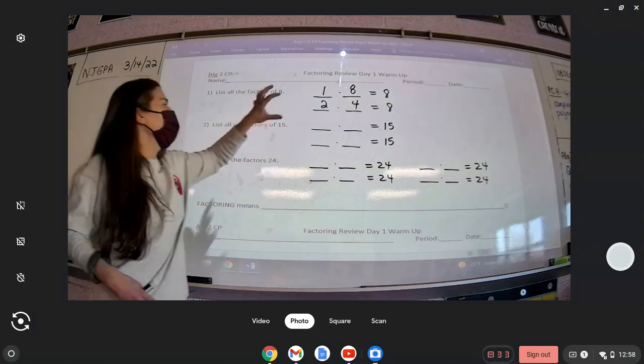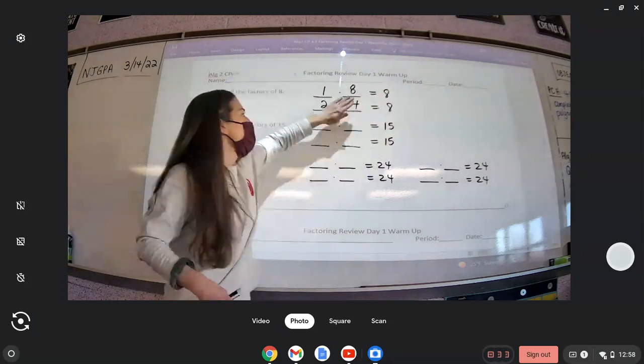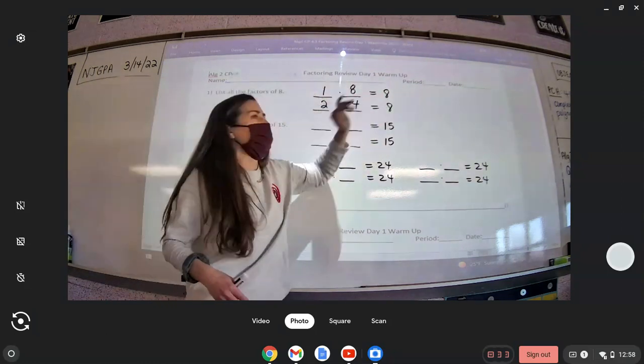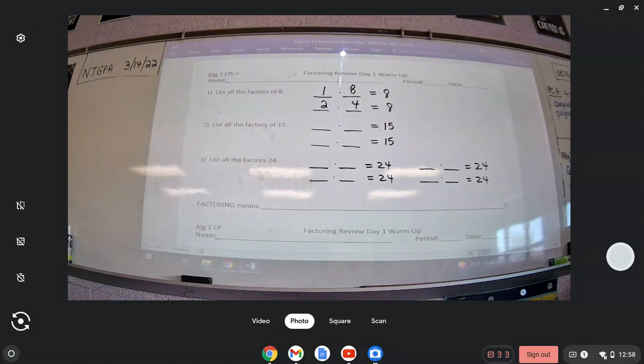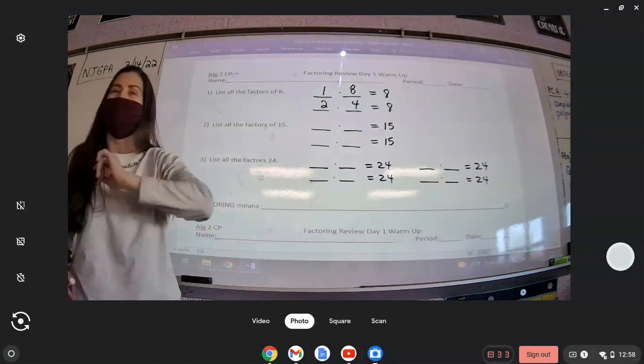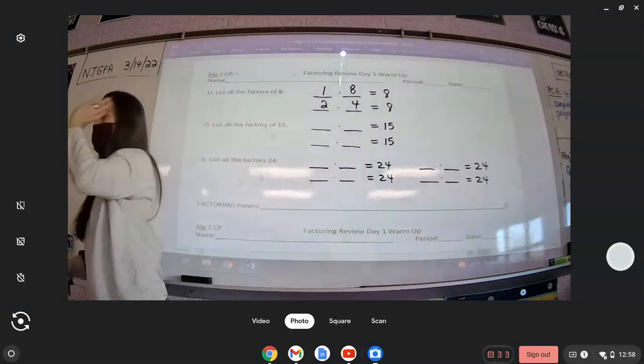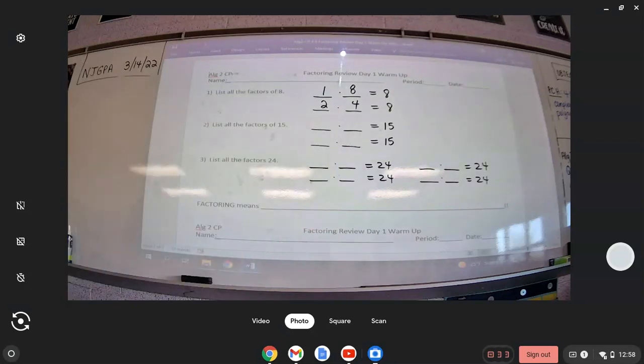Not only do factors multiply to 8, what do all of these numbers also do to 8? When they multiply, they multiply to equal. They also divide evenly in. They live inside of 8. Excellent, Jake. All right? So factors multiply to equal 8. They will also divide evenly into 8. They literally live inside of 8.